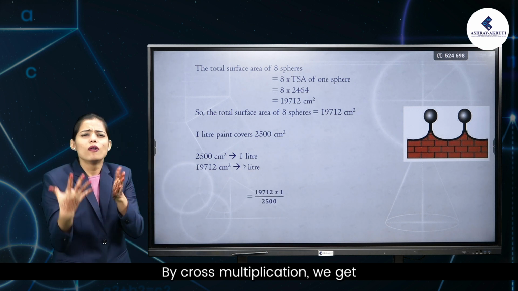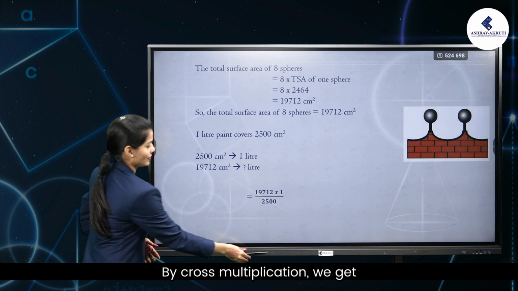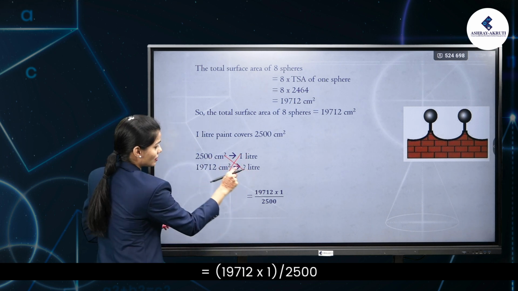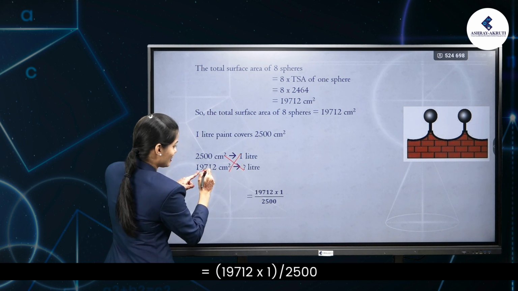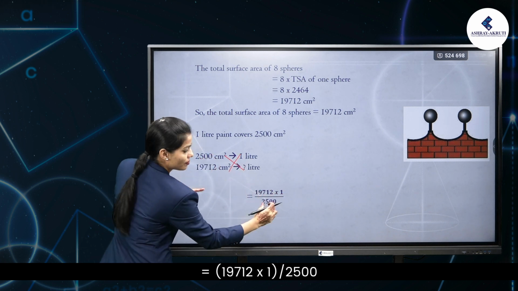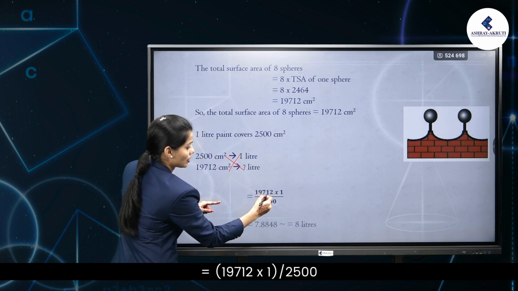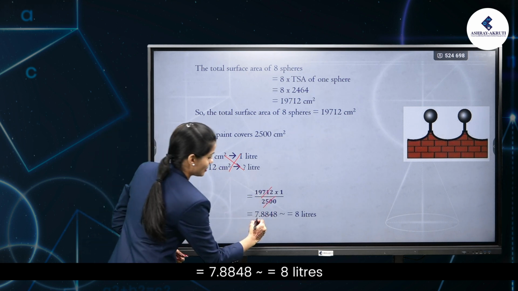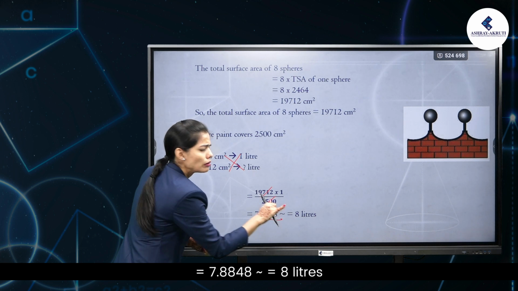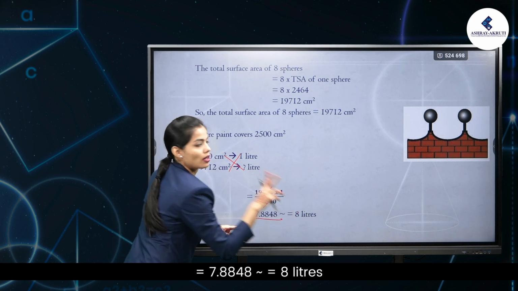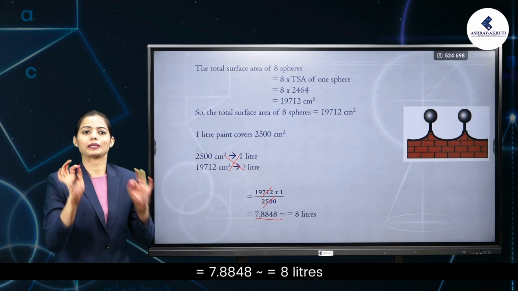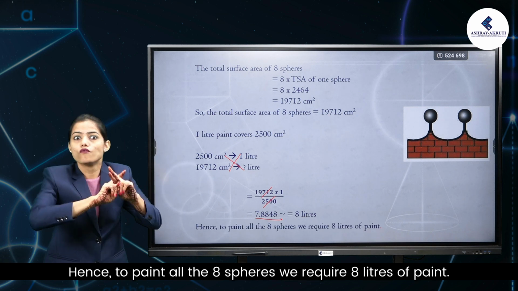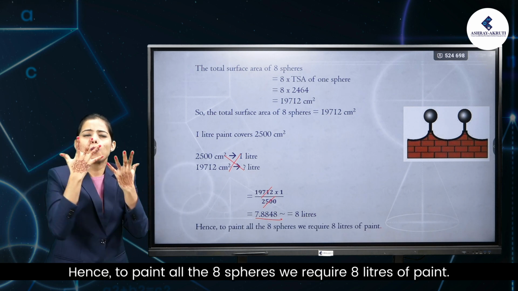By cross multiplication, we get is equal to 19,712 into 1 by 2500, is equal to 7.8848, is equal to 8 liters. Hence, to paint all the 8 spheres, we require 8 liters of paint.